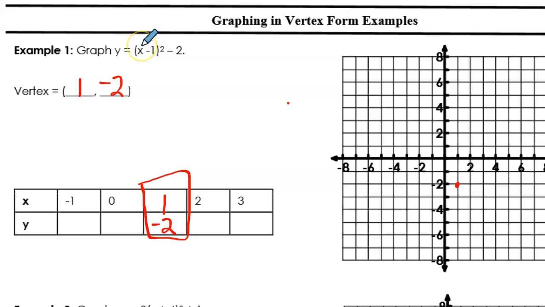So what point do we get at 0? If x equals 0, 0 minus 1 is negative 1. Negative 1 times negative 1 is positive 1. And positive 1 minus 2 would be negative 1.